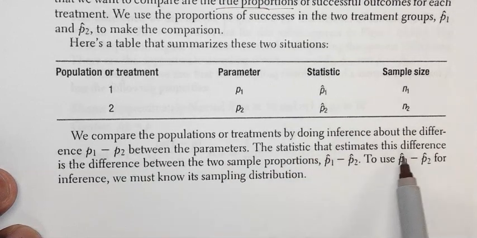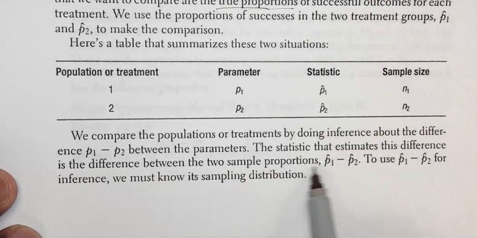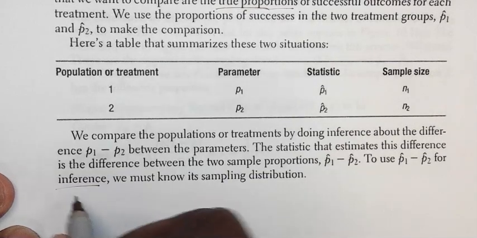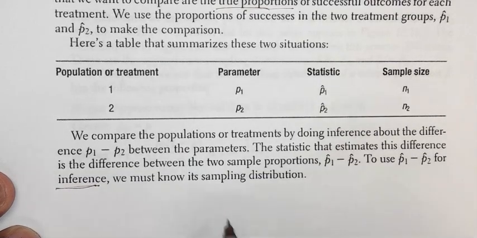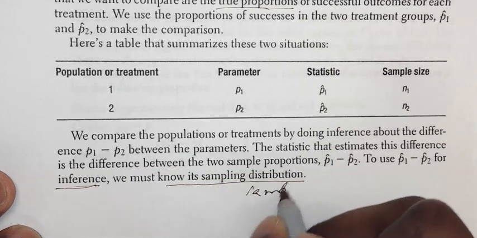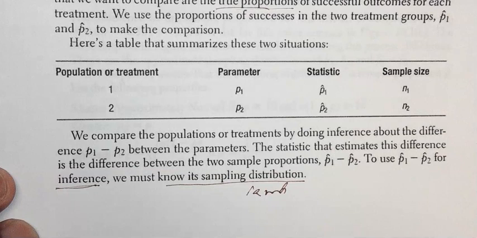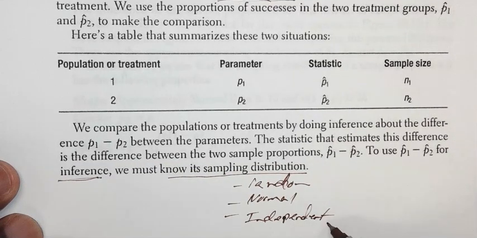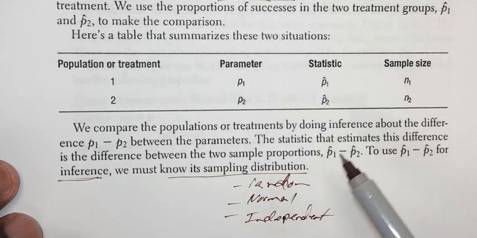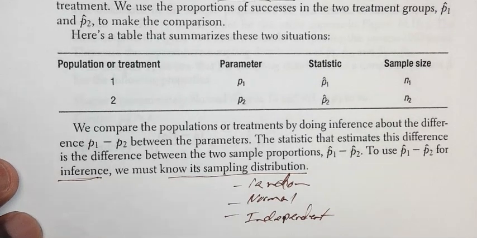The statistic that estimates this difference is the difference between the two sample proportions, P hat 1 subtract P hat 2. To use P hat 1 subtract P hat 2 for inference, as in making a prediction about the entire population, we must know its sampling distribution. We've got to know: is it random? Has it been done randomly? Is it normal? And is it independent? The same thing we've been doing for a while, so it's not new. Except this time, we're going to test it for both samples, as opposed to just one.